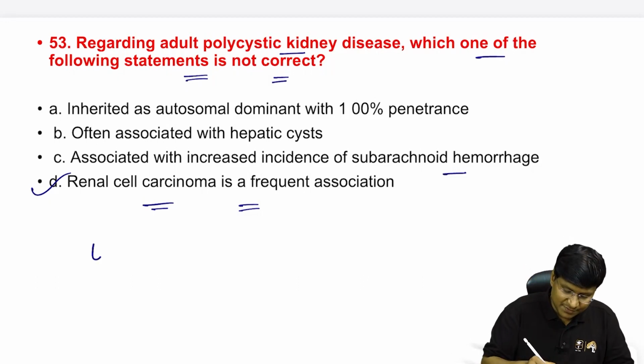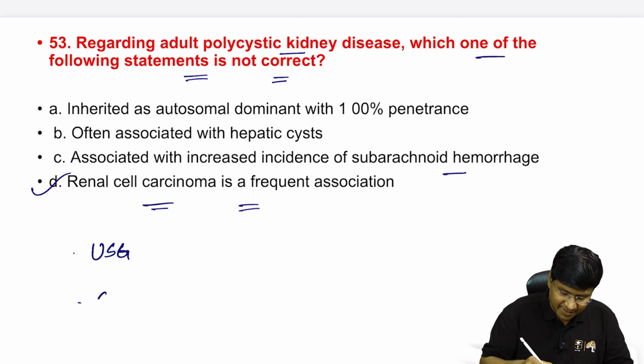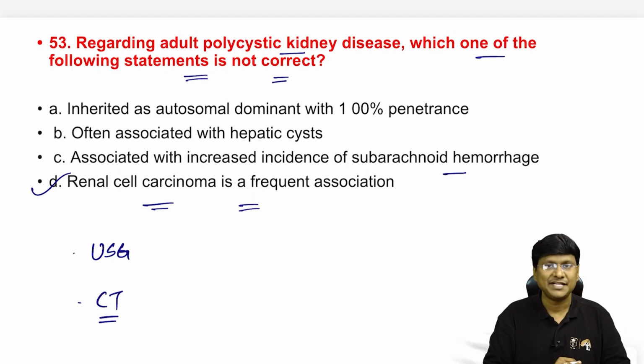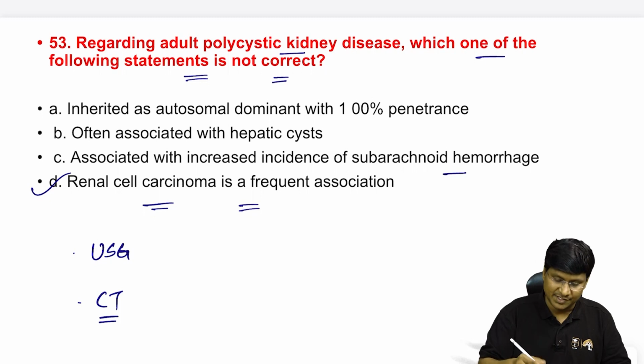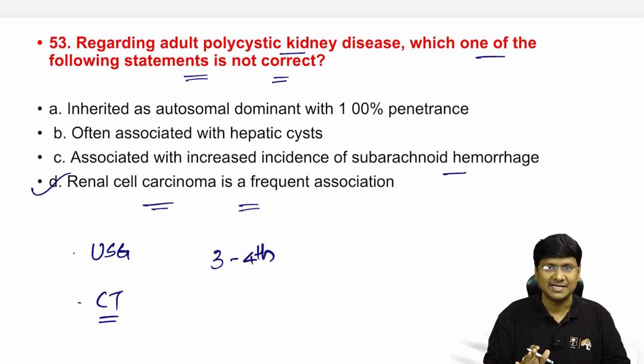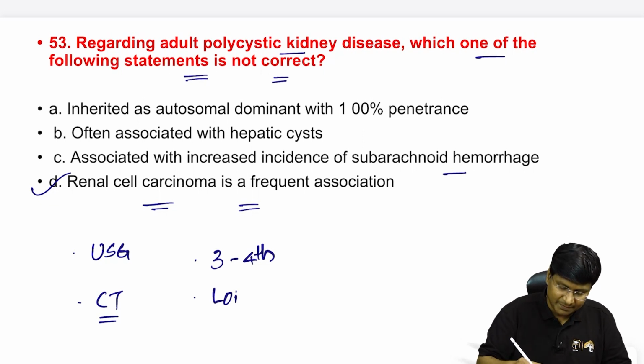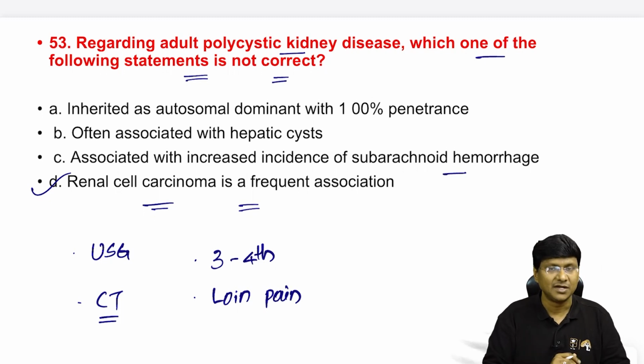And how will you diagnose this polycystic kidney disease? That is by doing ultrasound of the abdomen, but the confirmatory diagnosis can be done by the CT of the abdomen, right? And most of these patients with autosomal dominant type of polycystic kidney disease remain asymptomatic almost up to 3rd to 4th decade. Once they develop the symptoms, these include the development of the loin pain.